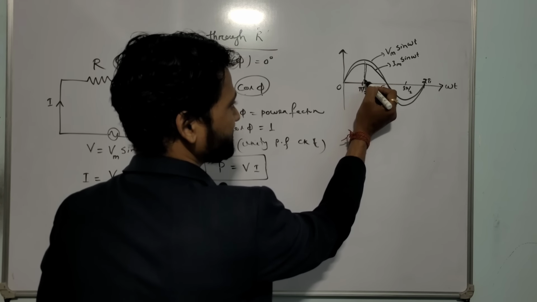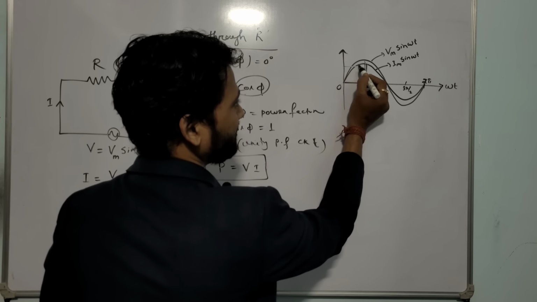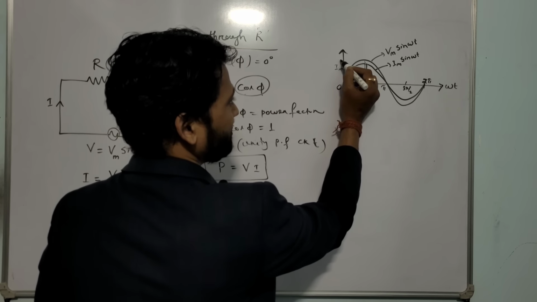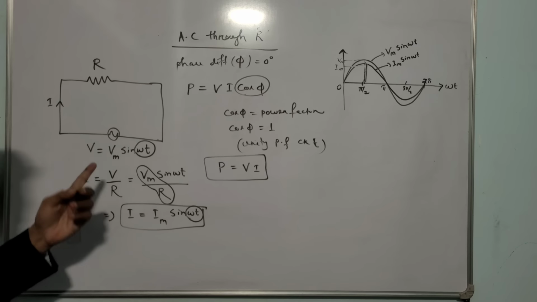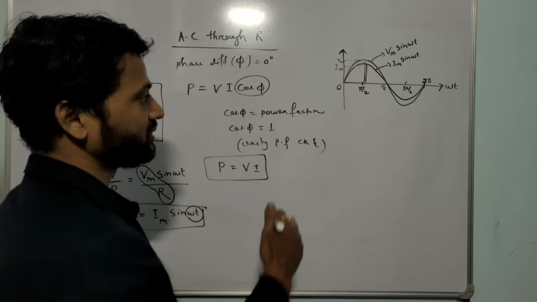That depends on the value of resistance. The maximum value of current here is Im, and the maximum value of voltage is Vm. So the values of Vm and Im depend on the value of resistance. So this is the waveform.